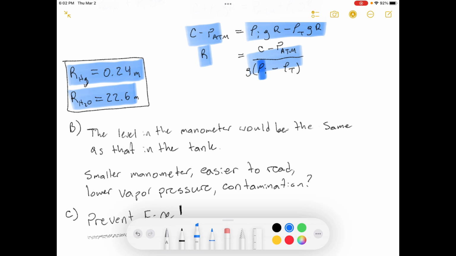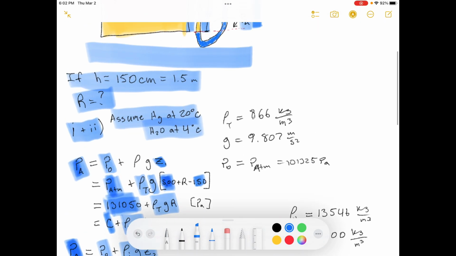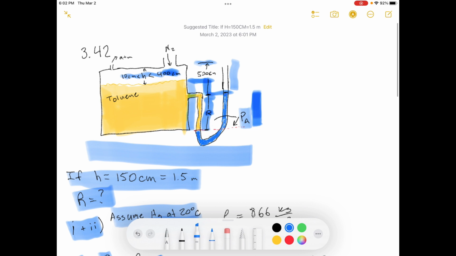Briefly describe how the system would work if the manometer were simply filled with toluene. Give several advantages of using the fluid you chose in part A over using toluene. Okay, so the level in the manometer would be the same as that in the tank. So if the whole thing was just full of toluene, then the level would always be the same as that in the tank. So that's how it would operate if it was just toluene.